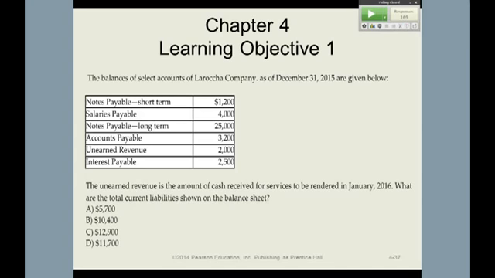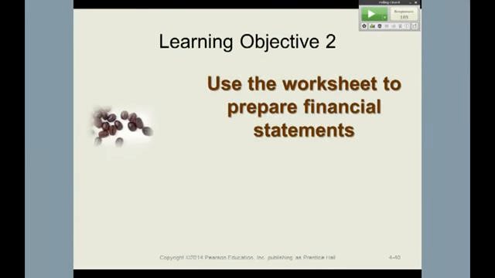All liabilities here are current except for the note payable.